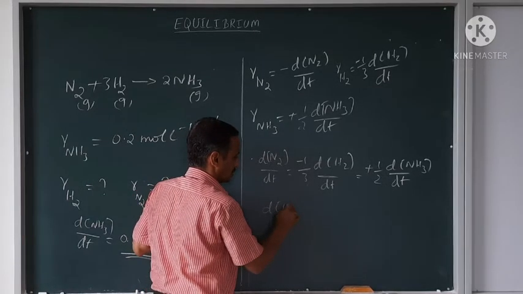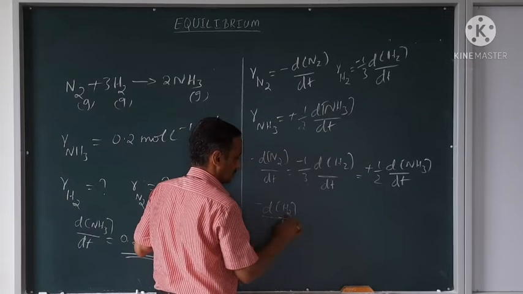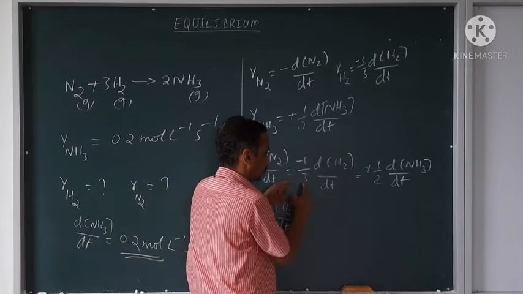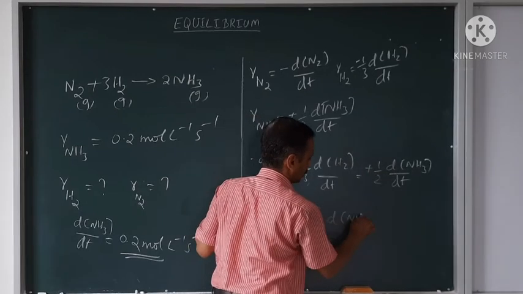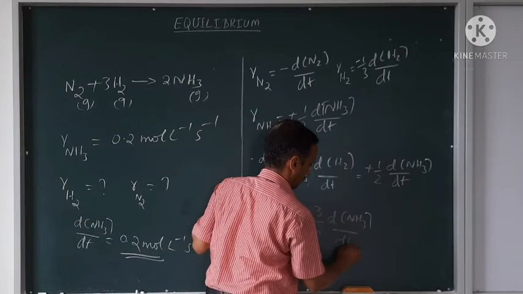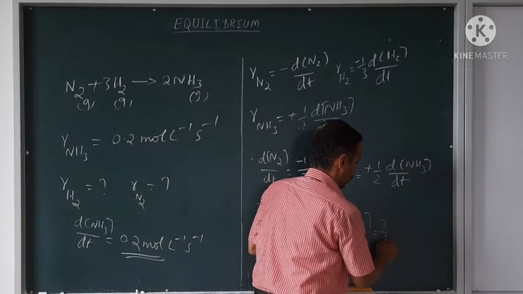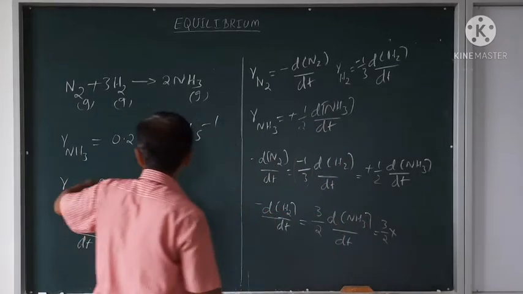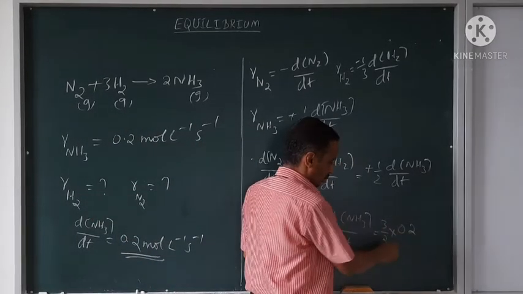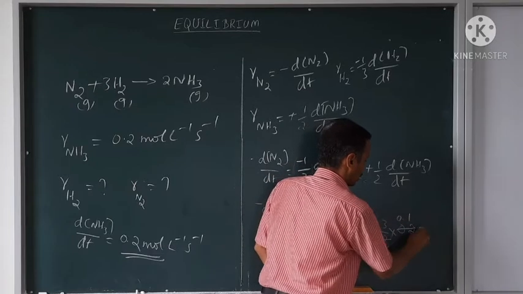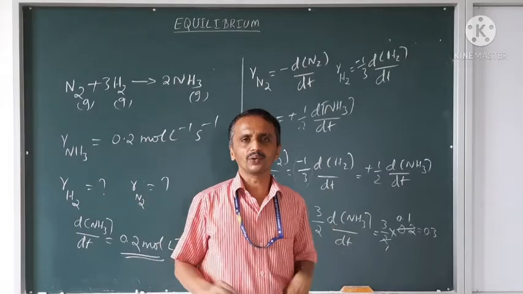D of H2 by dt is equal to, this 3 goes here, 3 by 2 d of NH3 by dt. Substitute the value 3 by 2 into 0.2 mole per liter, 0.2. So 3 into 2 is 0.3 mole per liter per second. You are right.